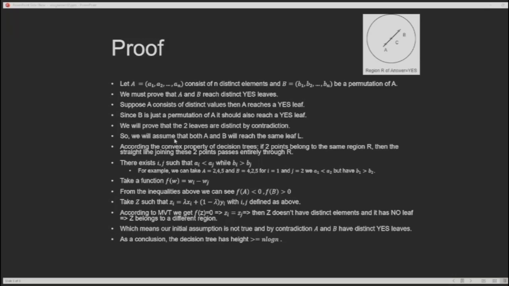So our initial assumption that A and B reach the same leaf is wrong, which means we proved that A and B have distinct yes leaves by contradiction, which means that the decision tree has a height greater than or equal to n log n.